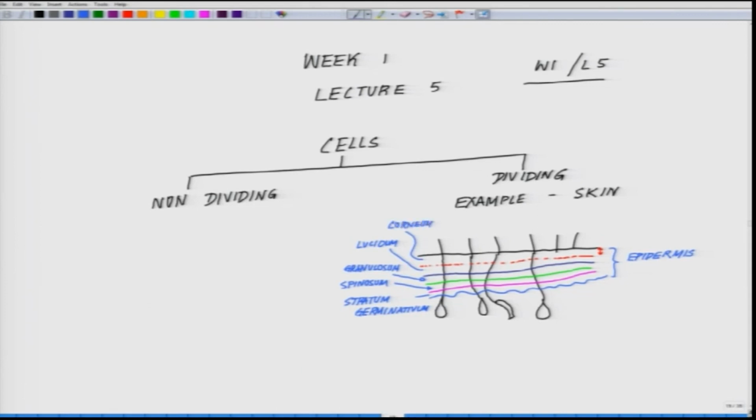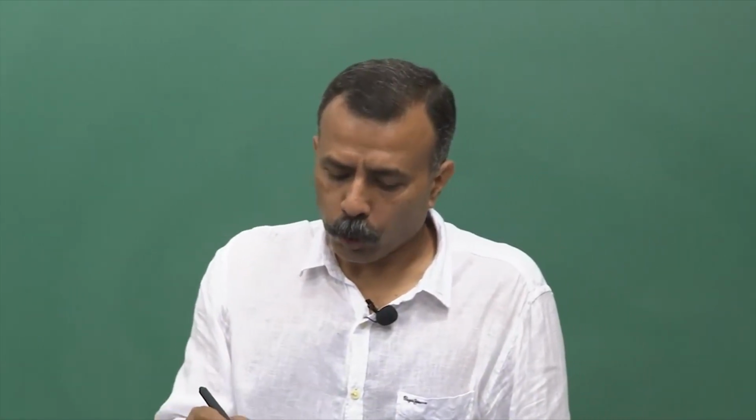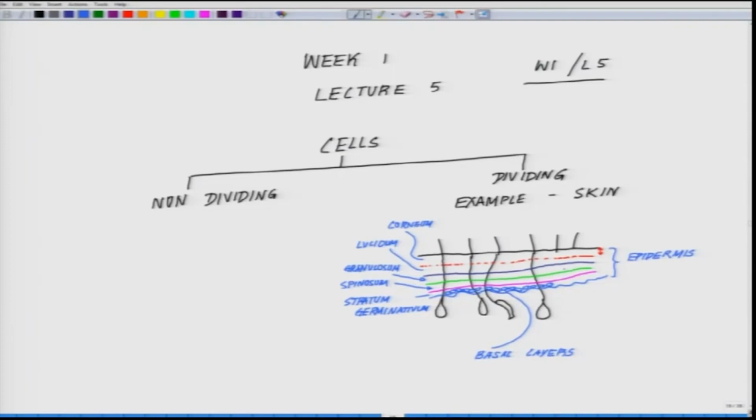Now, the interesting part is this layer. This layer contains, apart from other cells like Merkel cells and melanocytes, something called basal cells. These cells, you can consider them as the stem cells, the skin stem cells, which divide to form the skin layer.